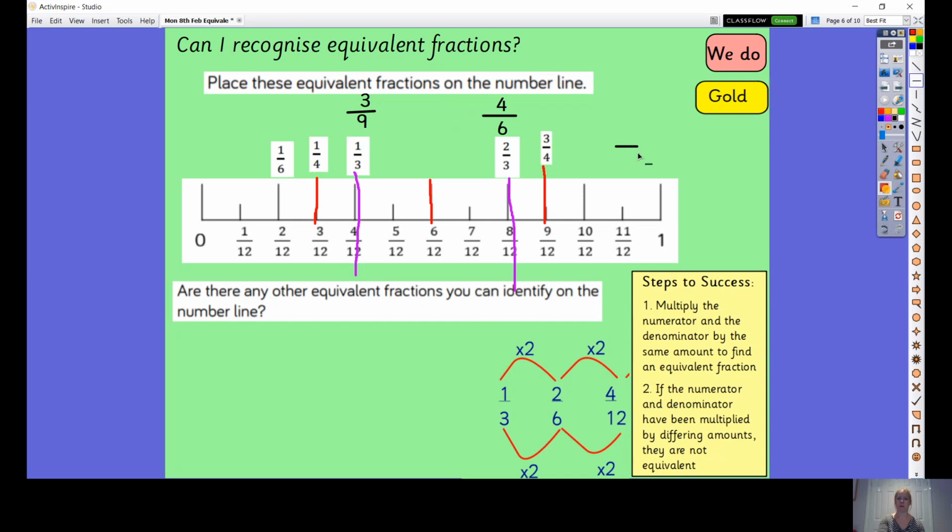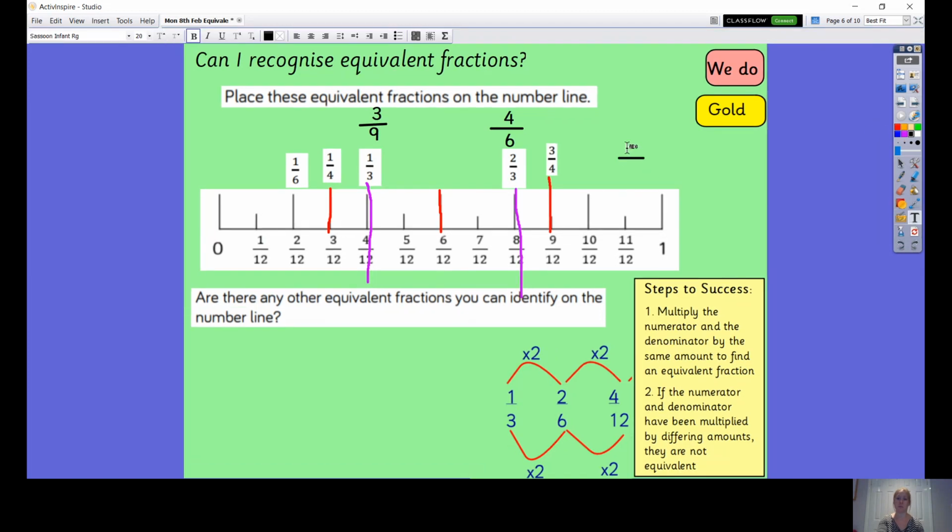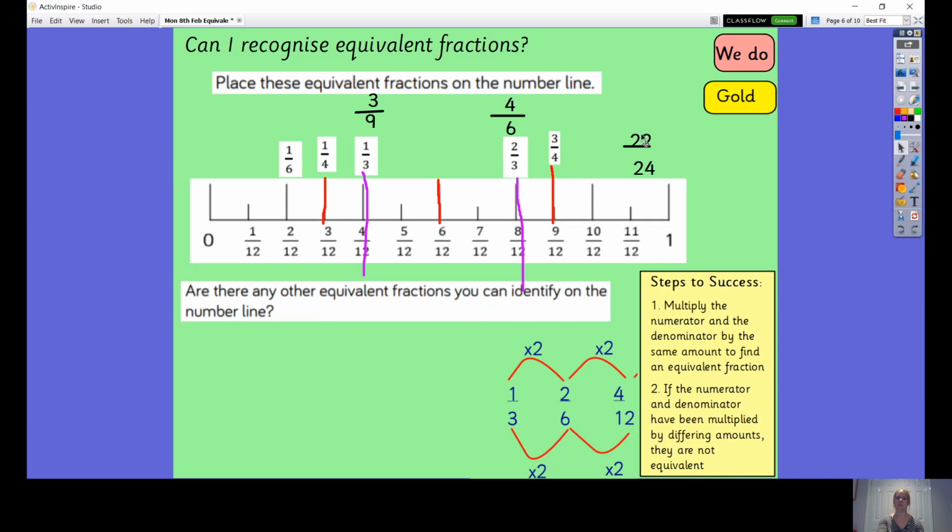I always start off times them by 2 because it's easier. You could times it by whatever number you want, really. But I could do 11 times 2 is 22, and 12 times 2 is 24. And there you go, 22/24ths is an equivalent fraction to 11/12ths. Okay, so let's move on.